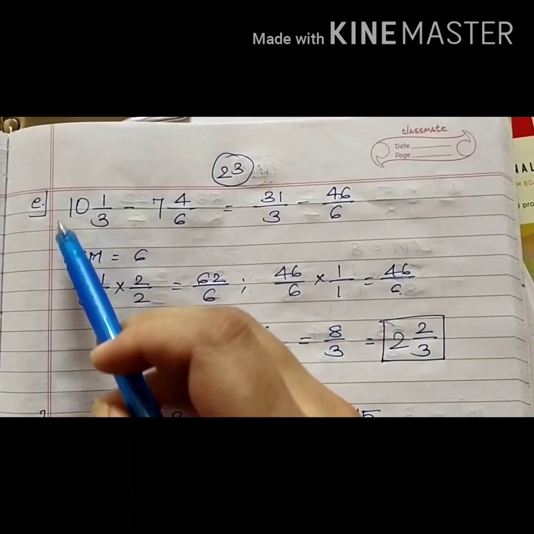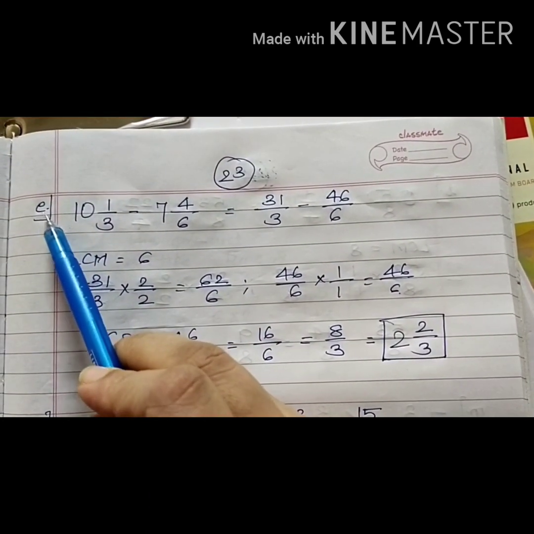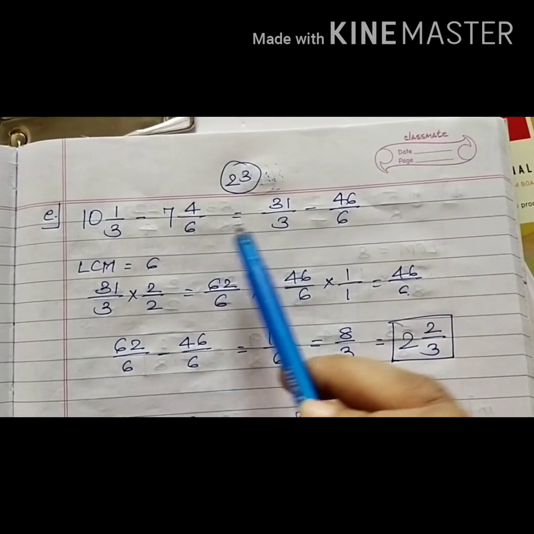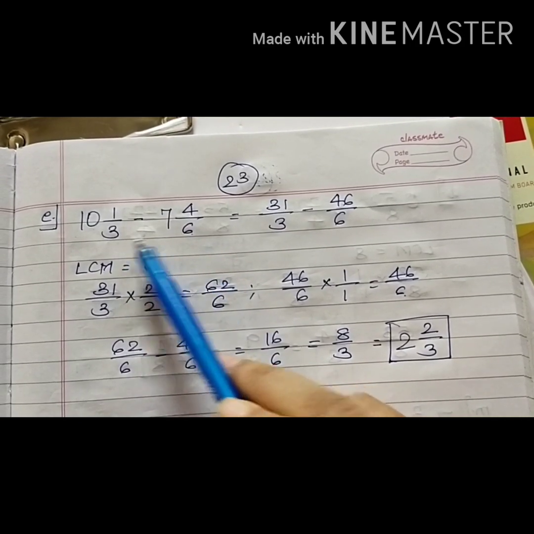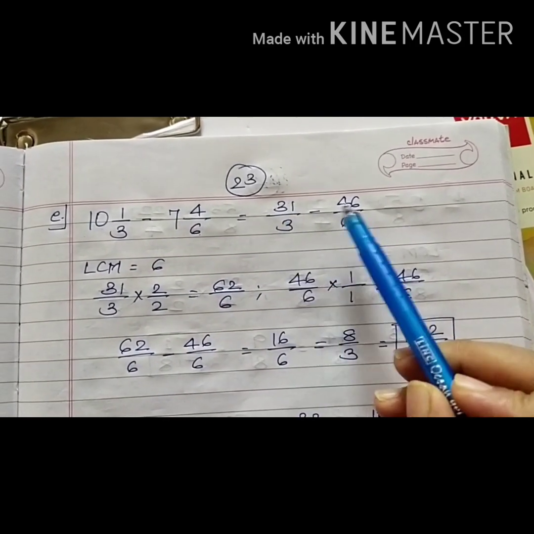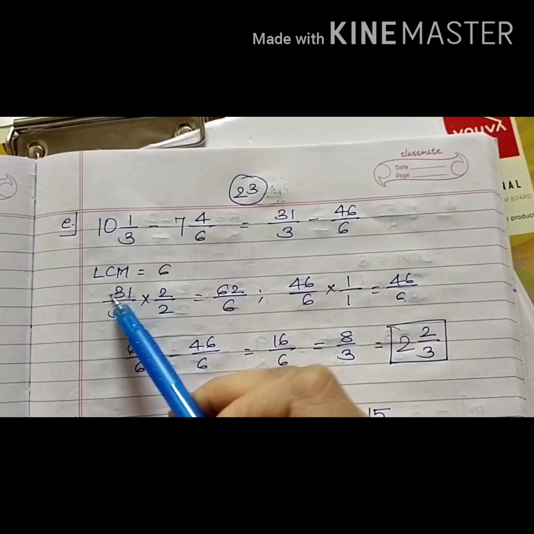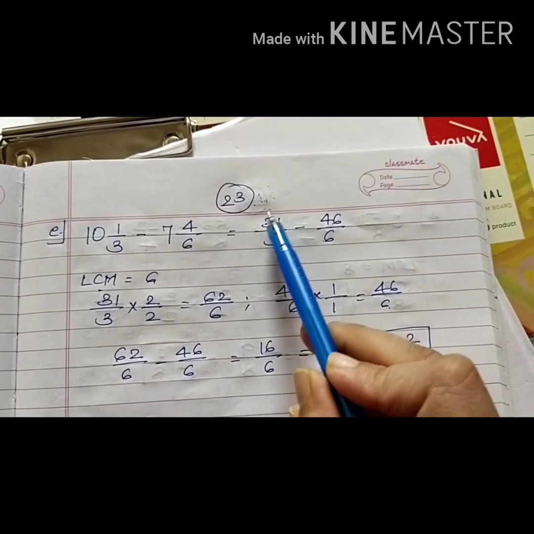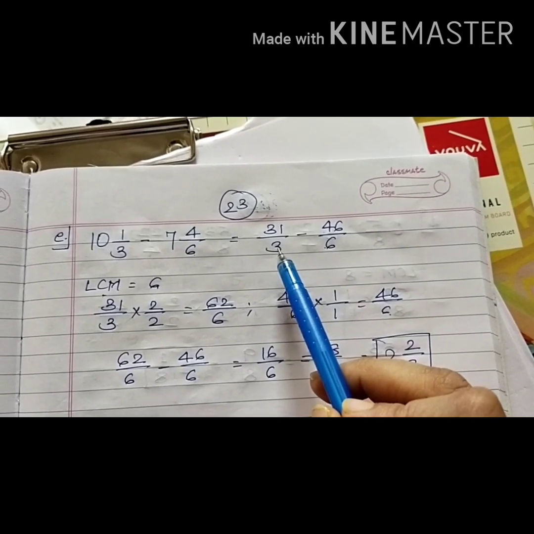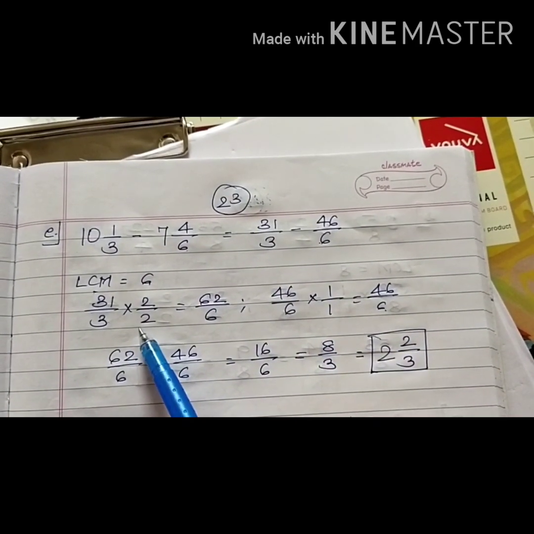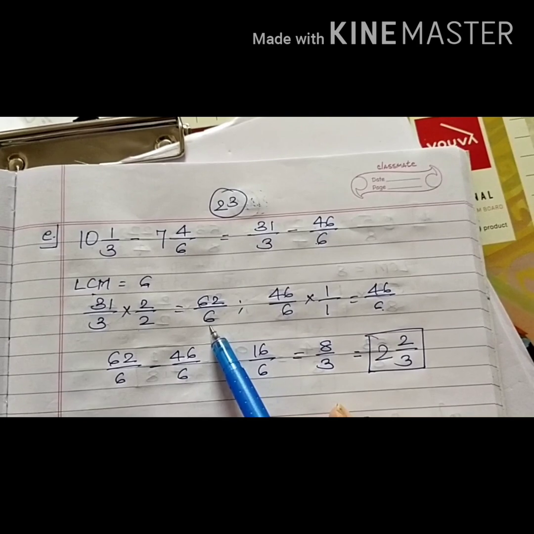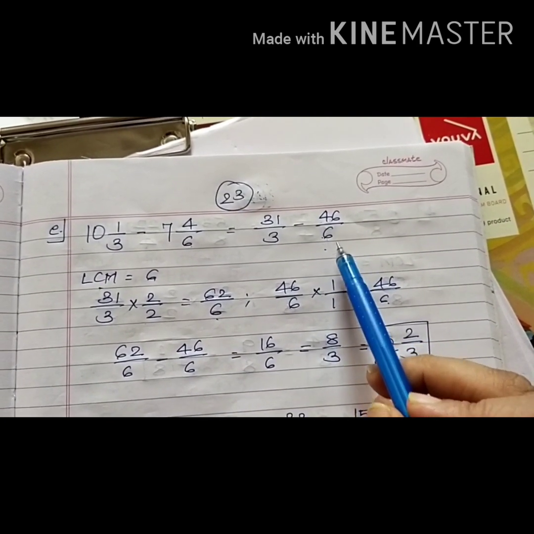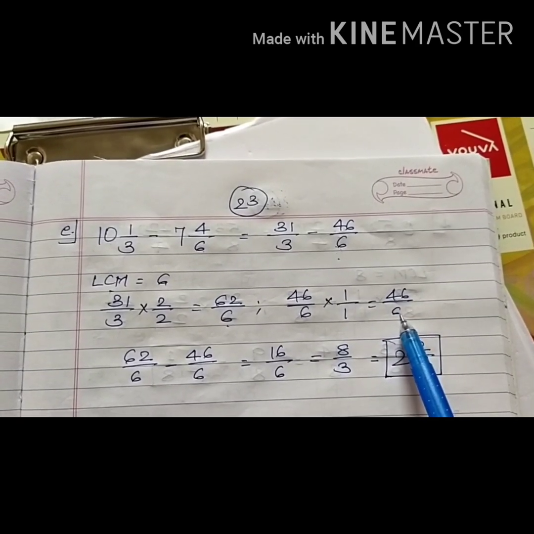Okay children, I continue with subtraction of mixed fractions, E1. The number is 10 1 by 3 minus 7 4 by 6. Convert it into improper fractions. I get 31 upon 3 and 46 upon 6. The LCM for these two fractions is 6. The first fraction, to be converted with denominator 6, I multiply by 2. I get 62 upon 6. The second one is to be multiplied by 1 itself because the denominator is already 6. So I get 46 upon 6 itself.